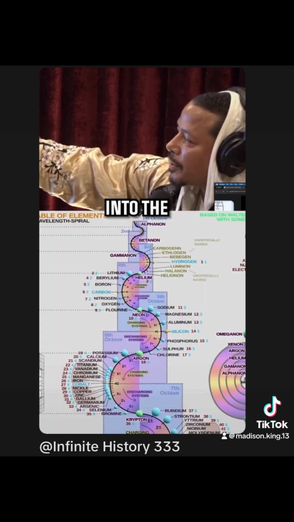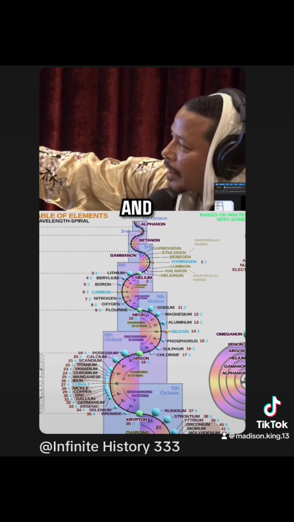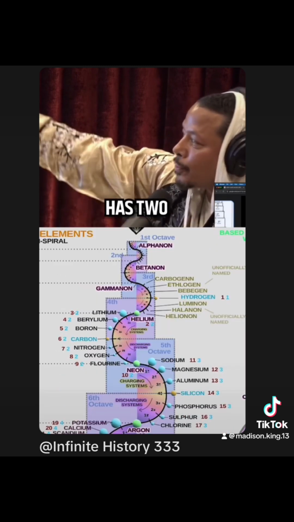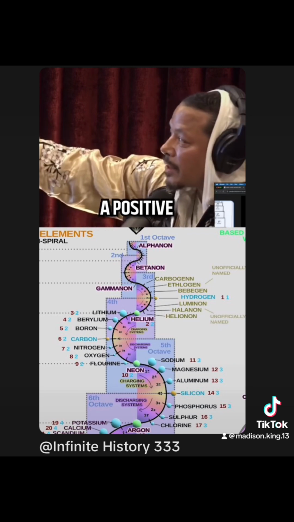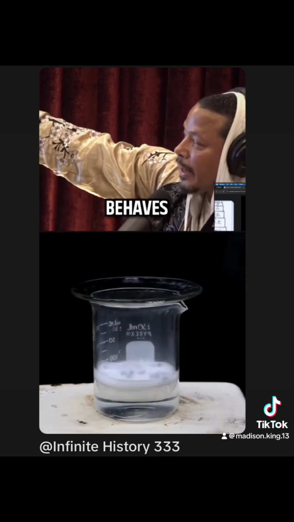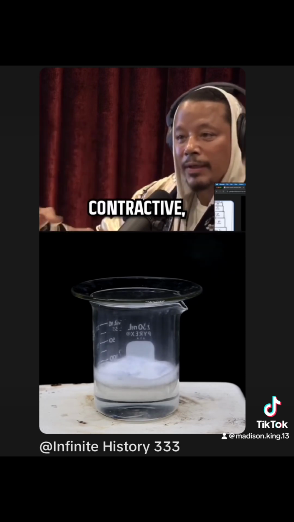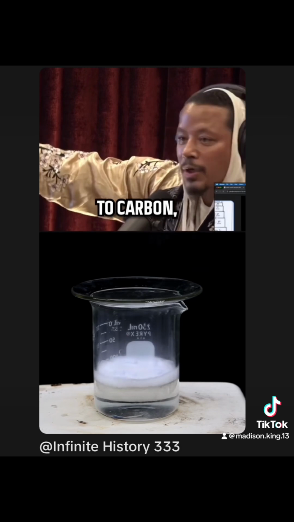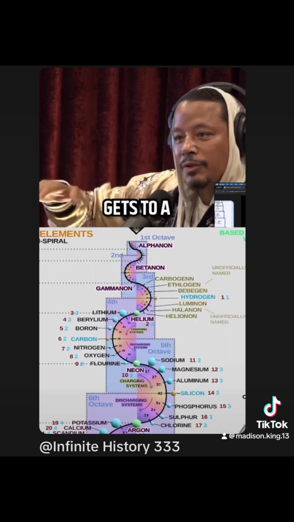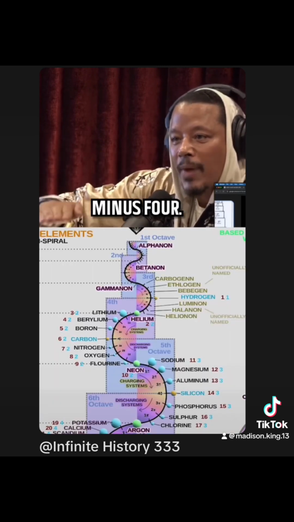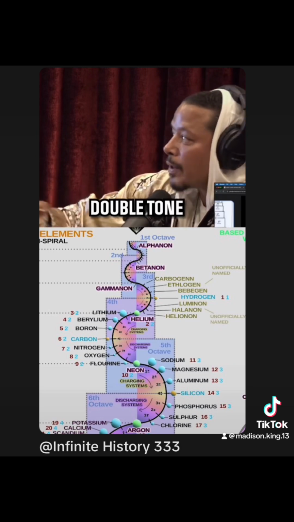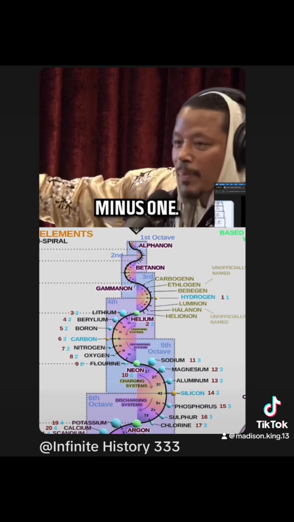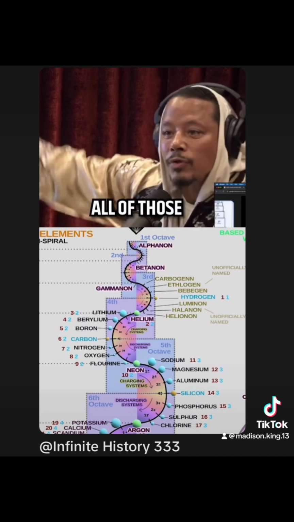As you reach into the next octave, the carbon octave, they call that a bisexual tone, because carbon has two tones to it. It has a negative side and a positive side. Lithium is contractive, beryllium is contractive, boron is contractive, but the moment you get to carbon, you balance it out. It gets to a perfect balance of plus and minus 4. So it's a double tone. Nitrogen is -3, oxygen is -2, fluorine is -1. Now the balance of this, all of those are mates.